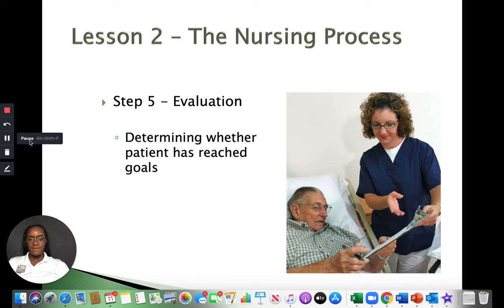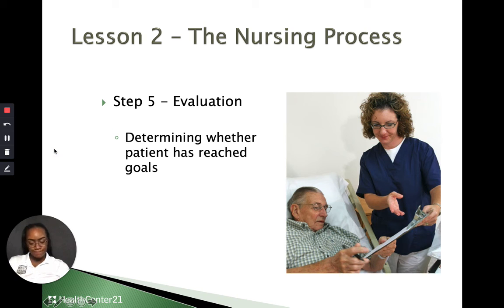So step 5 of the nursing process is evaluation. Evaluation is determining whether the patient has reached their goals. If a goal has not been reached, the nursing team must determine why. Nursing interventions or even the nursing diagnosis may need to be changed. If a goal has been reached, the patient's problem has been resolved. In this case, the goal may be extended. For example, the patient reaches the goal of having no episodes of urinary incontinence for the 3 hours. As a result, the goal may be changed to the patient no longer having any episodes of urinary incontinence.